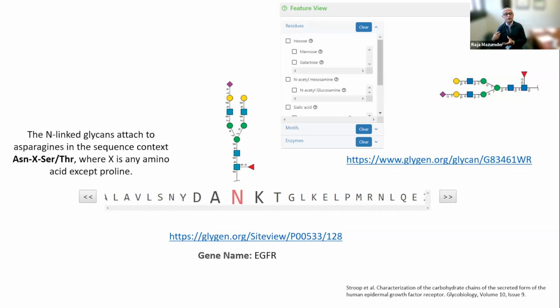You can also identify which enzymes are responsible for putting those glycans there. And then you can explore those enzymes within GlyGen, or from GlyGen, you can go to UniProt, or you can go to RefSeq and other resources.